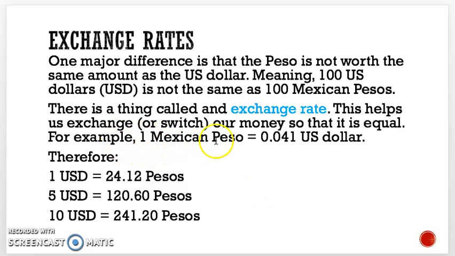For example, 1 Mexican peso equals about 4 cents of a US dollar. So if you were getting 1 US dollar, the conversion would be around 24 pesos. So if you went there and you bought something that was around 50 pesos, it's really like 2 US dollars. Okay, 5 US dollars would be 120 pesos. 10 US dollars would be 241 pesos, and a little more and a little less. Okay, but you get the gist.